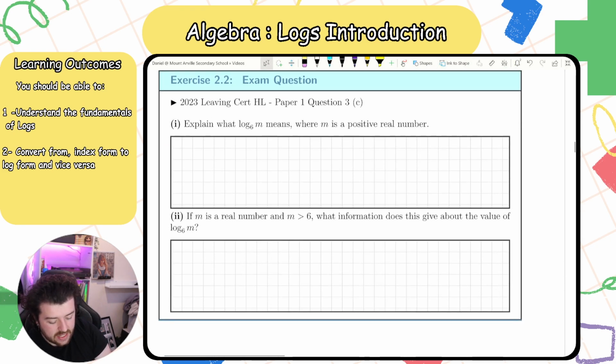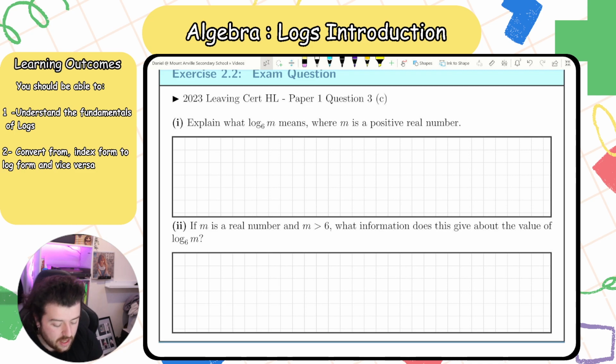Alright, now let's look at that dreaded Leaving Cert question from last year that everyone was complaining about. So 2023 Leaving Cert Paper 1 Question 3 Part C. Explain what log base 6 of m means, where m is a positive real number. If you convert this to index notation, my base is 6, my answer is m, my power, I don't know what my power is, so BAP. So base is 6, argument is m, power I'm going to say x. So 6 to the x equals m.